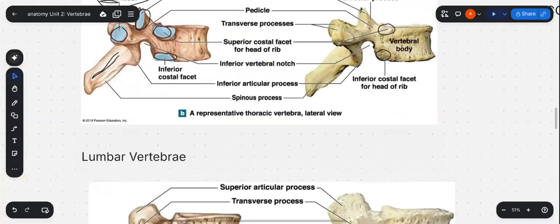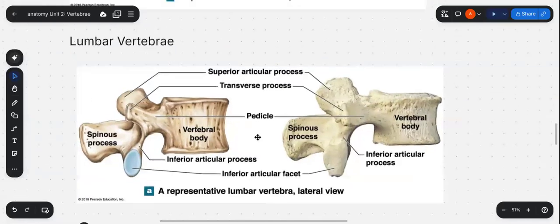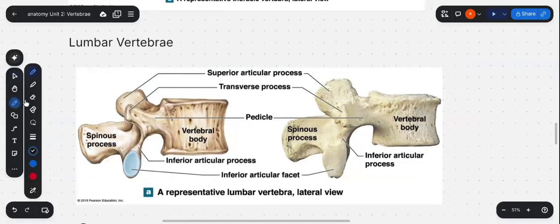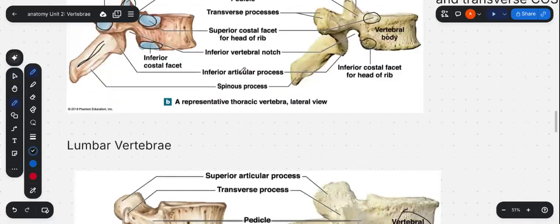All right, now we're going to move on to the lumbar vertebrae. The lumbar vertebrae, in my opinion, is the easiest to remember because it doesn't really have any unique factors to it. It's pretty much just a general vertebrae. So again, you have the vertebral body. The vertebral foramen would be a hole up here at the top. You can see it on this top view. That hole is your vertebral foramen.